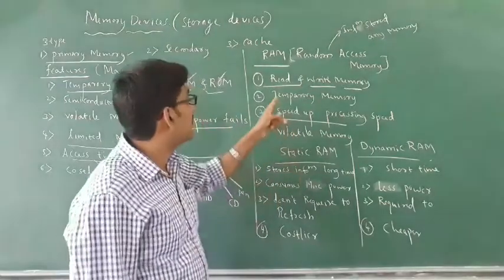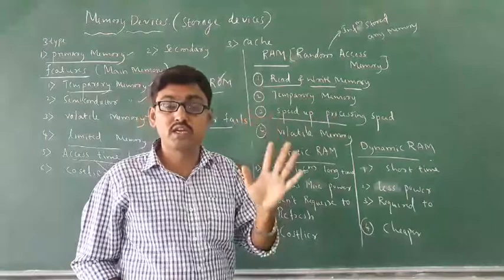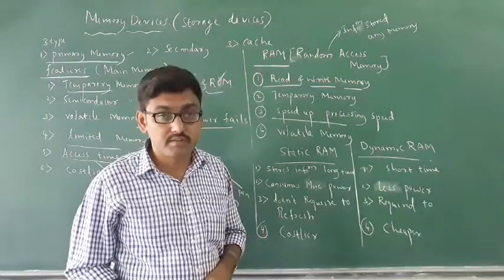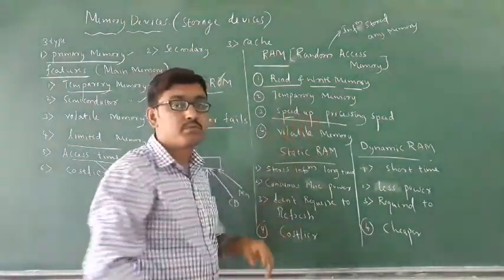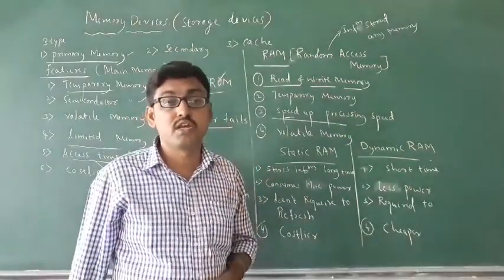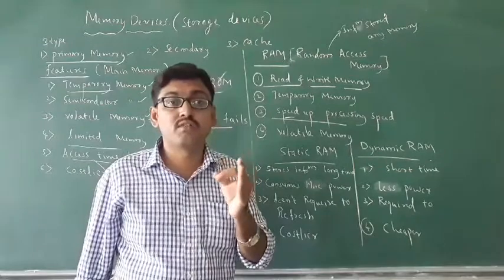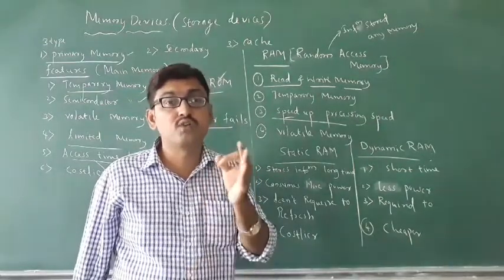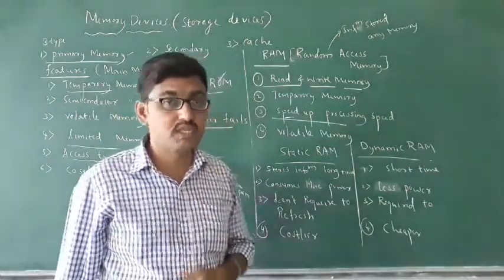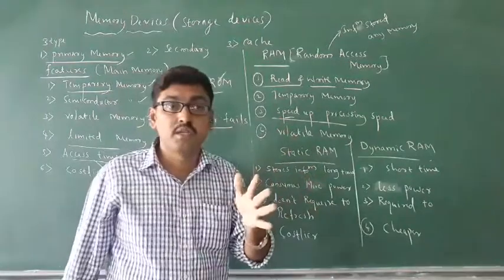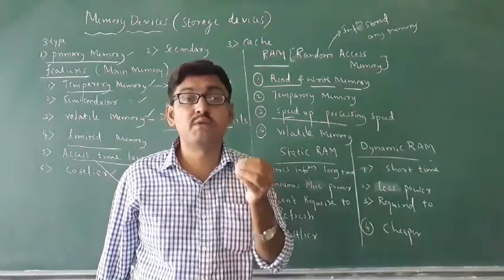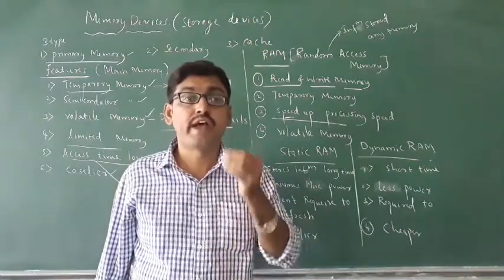Got it? Then it is a temporary memory. Give the example for temporary memory, they ask. RAM is the best example for temporary memory. Then it increases the processing speed of your computer. Write one advantage or use of RAM: it increases the processing speed of the computer. That's why you have to use RAM. Computer will not start without RAM. Why? Because RAM is very important in computer and also in Android mobiles.